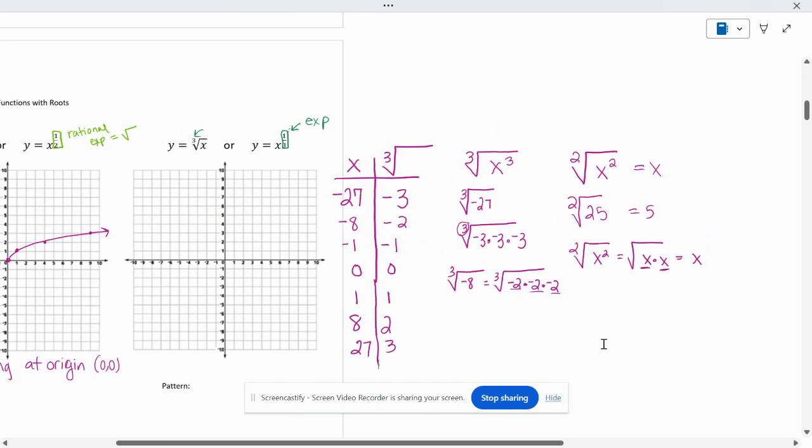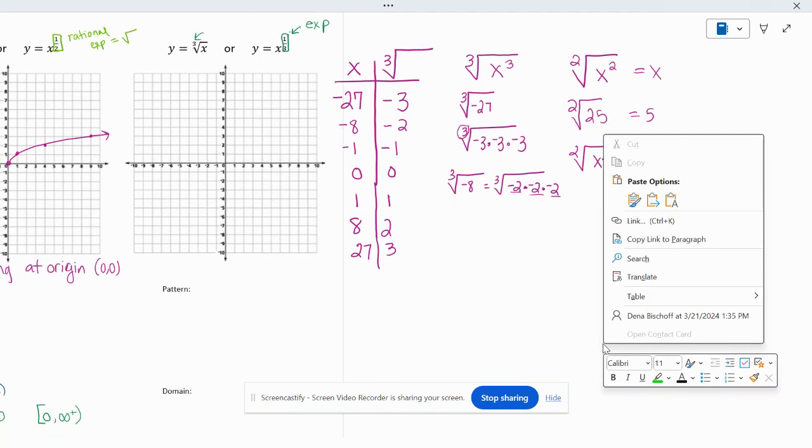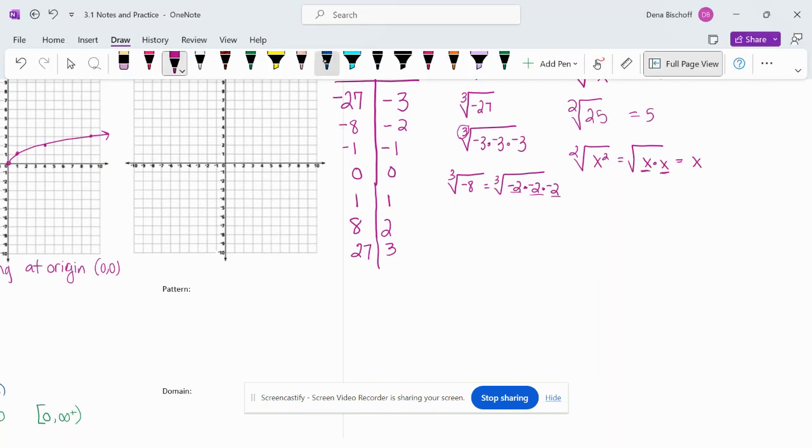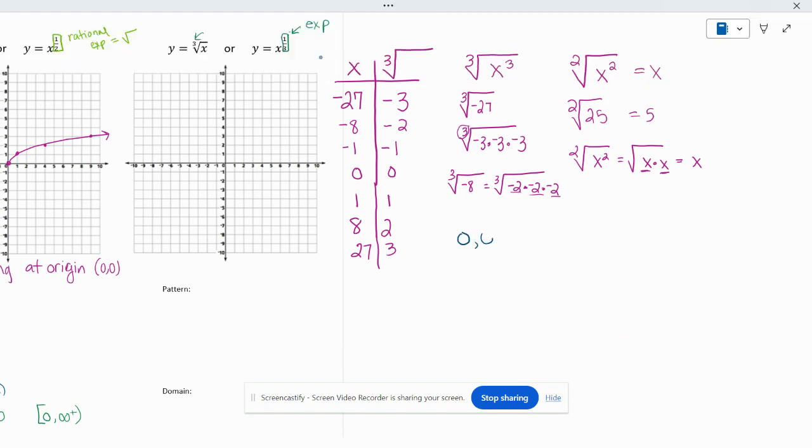Okay? So let's look at the pattern. And I'm going to start with the positive numbers first. Just going to look at the pattern. So we start at 0, 0. That's our beginning point. So I'm going to plot that point. And if I move 1 unit to the right, I go up 1. 1 unit to the right, I go up 1.